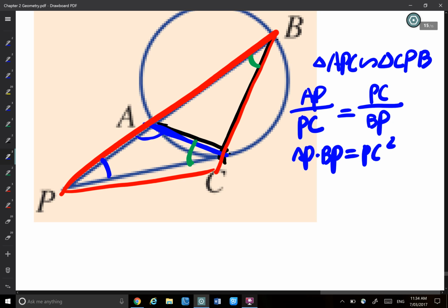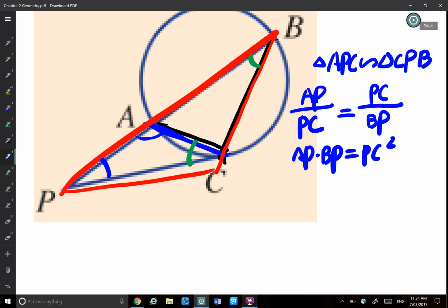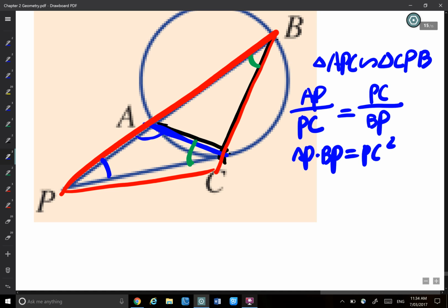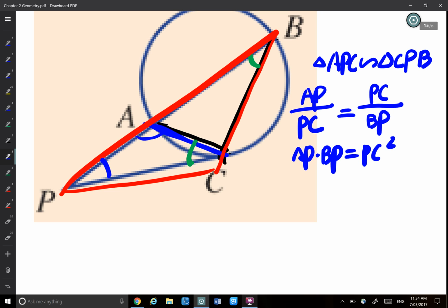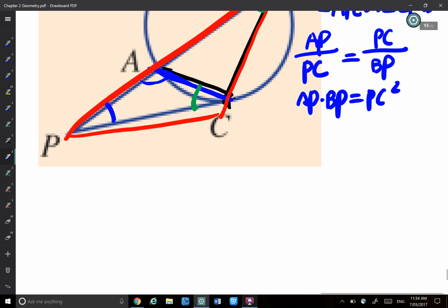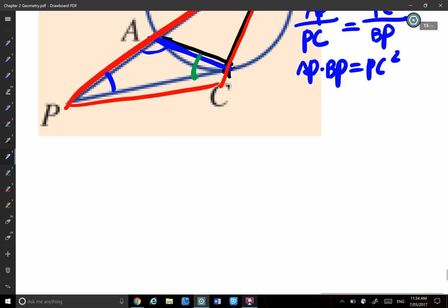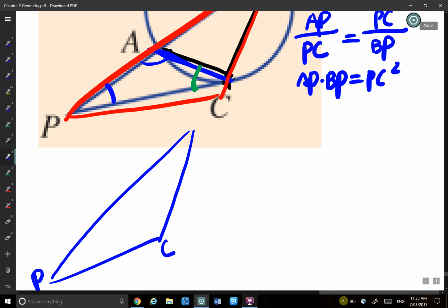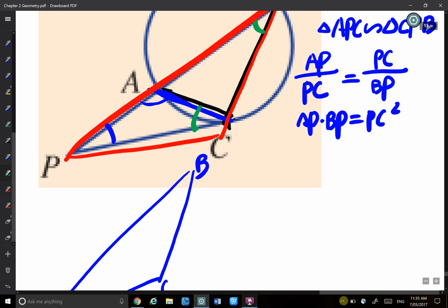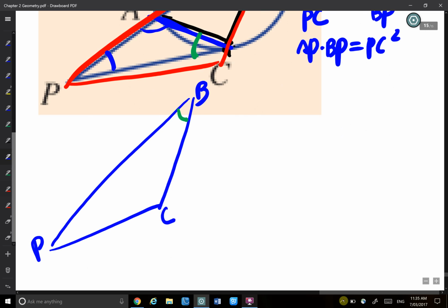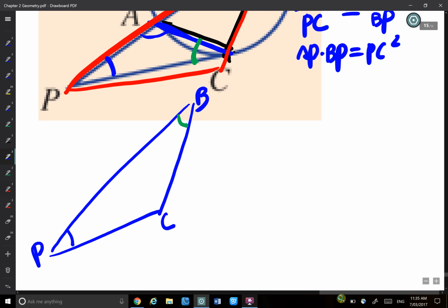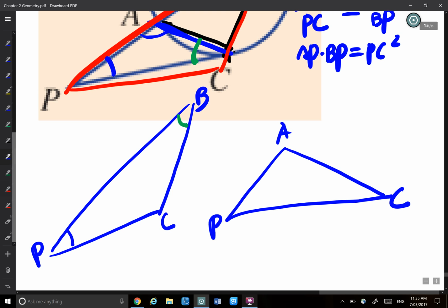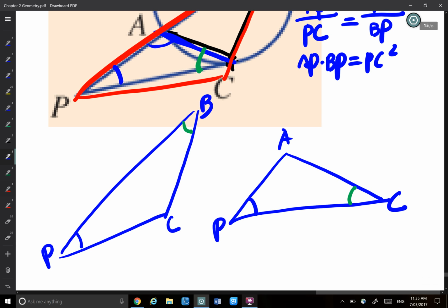It's similar, same ratio, like the scale factor. It's hard to see these triangles, but what I can do is separate them. That's P, that's C, and that's B. With the B, I have a green angle, and with that P, I will have a blue angle. The other triangle is P, A, C. With the C, I have a green one, and with the P, I have a blue one. Then it's easier to see in these two triangles.